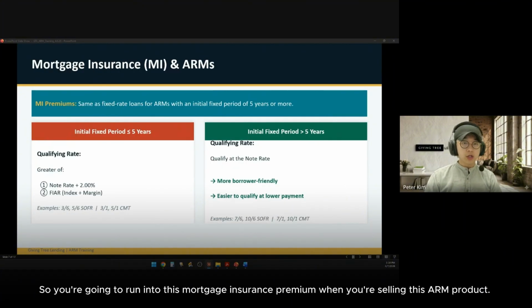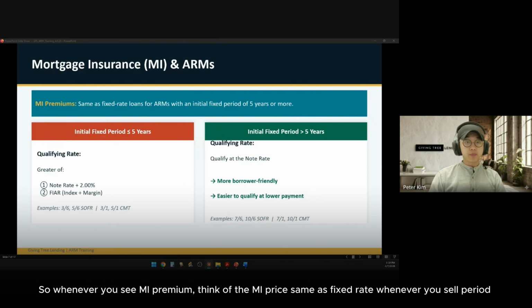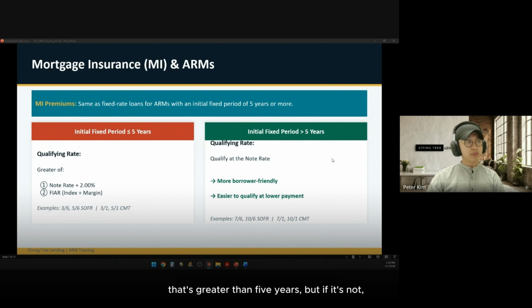You're also going to run into the mortgage insurance premium when you are selling this ARM product. Whenever you see the MI premium, think of the MI price as the same as fixed rate whenever you sell a fixed period that's greater than 5 years. But if it's not, you need to look into both options and shop around.